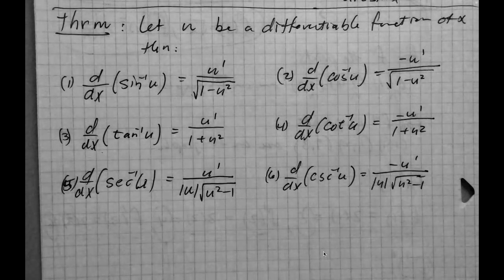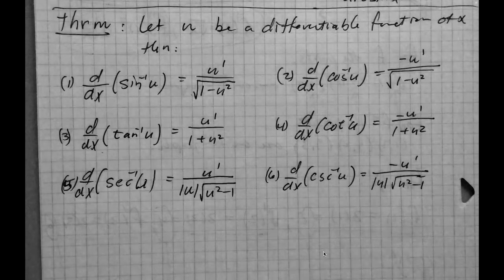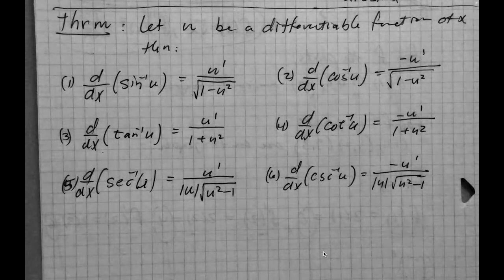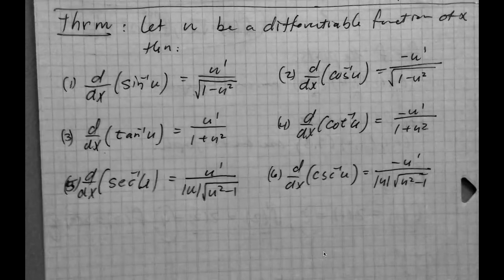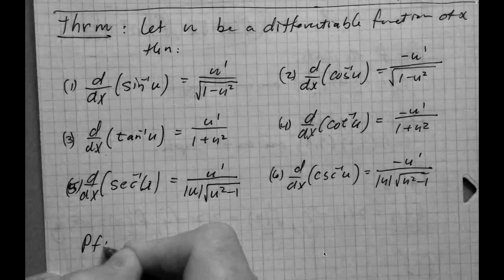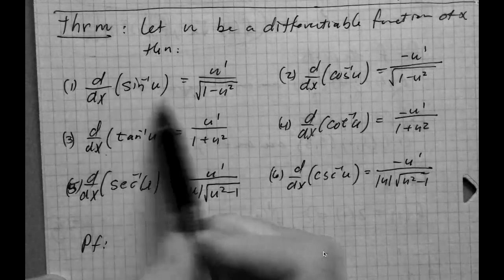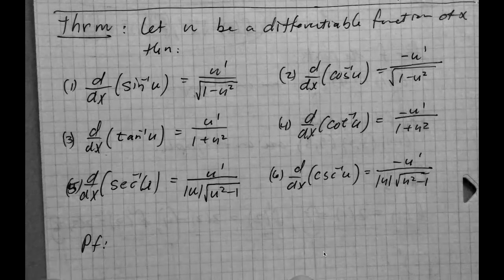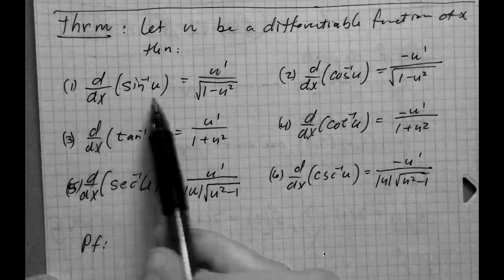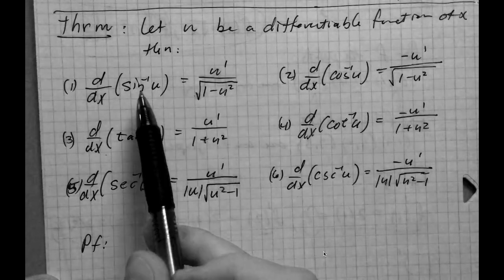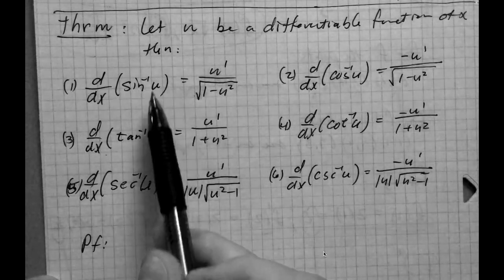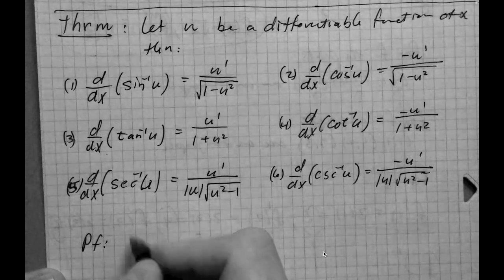Now, what does this mean? How does this work? First of all, what I want to do is show you how you can prove these things. Where does this come from? We'll just do a proof of a couple of these. We'll start with the derivative of the inverse sine function. In the first case, we'll just use x here to show the method of proof, and then it's very simple to extend it to general u.